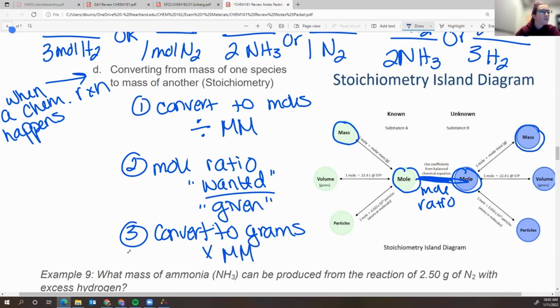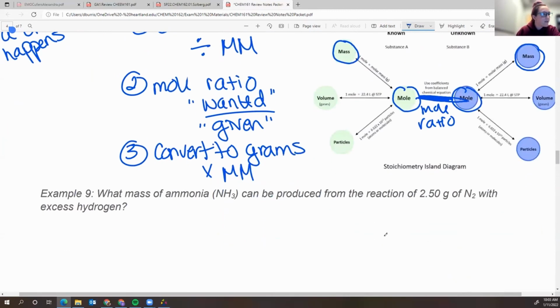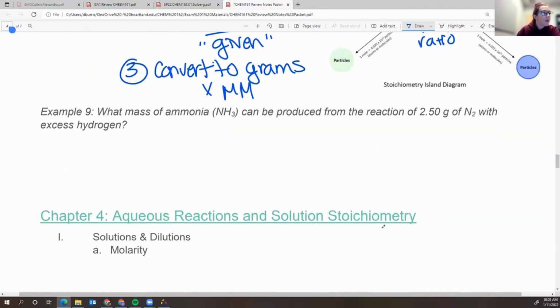Example number 9 is just a simple grams to grams stoichiometry problem. You should also be able to do volume and particles and all of that. So give number 9 a try. What mass of ammonia can be produced from the reaction of 2.50 grams of N2 with excess hydrogen? I have to tell you there's excess hydrogen because that means N2 is my limiting reactant.